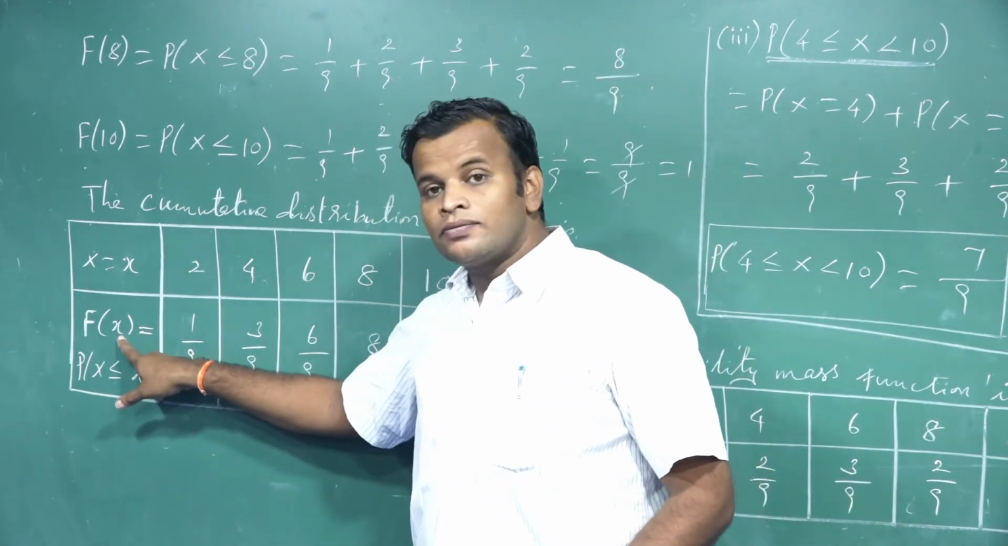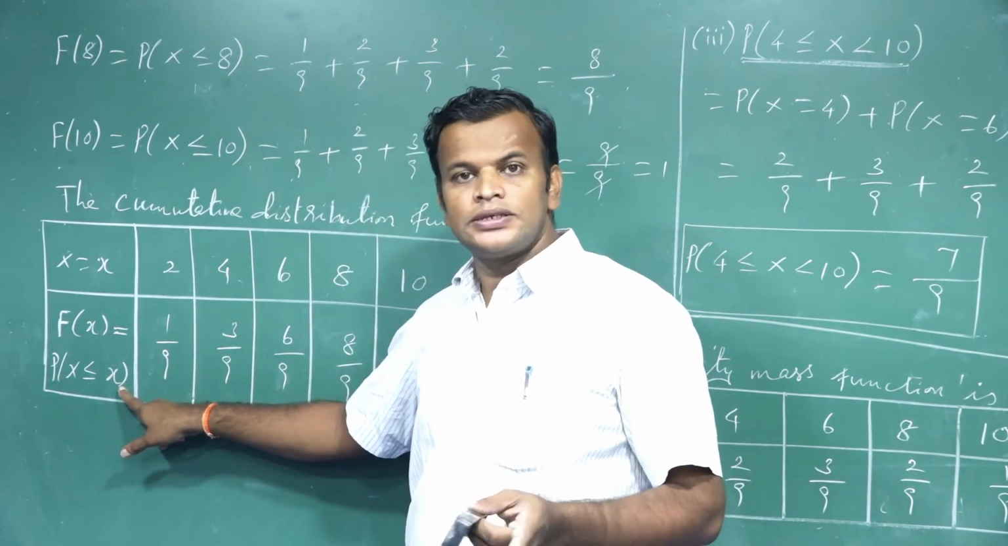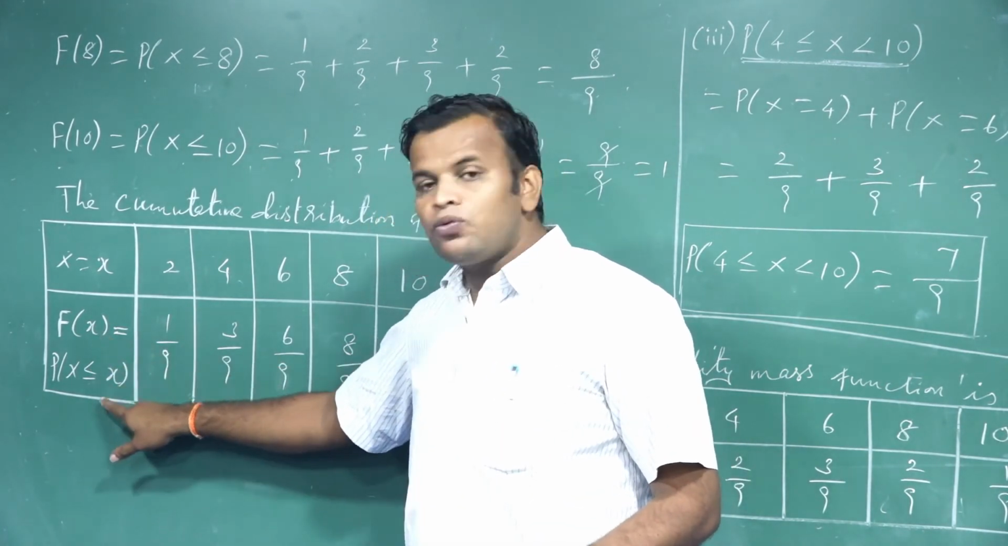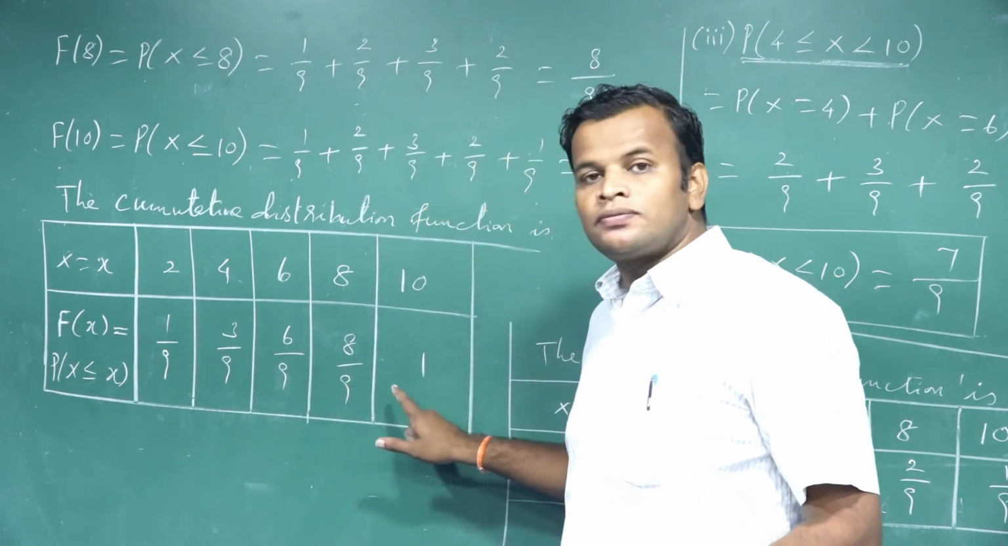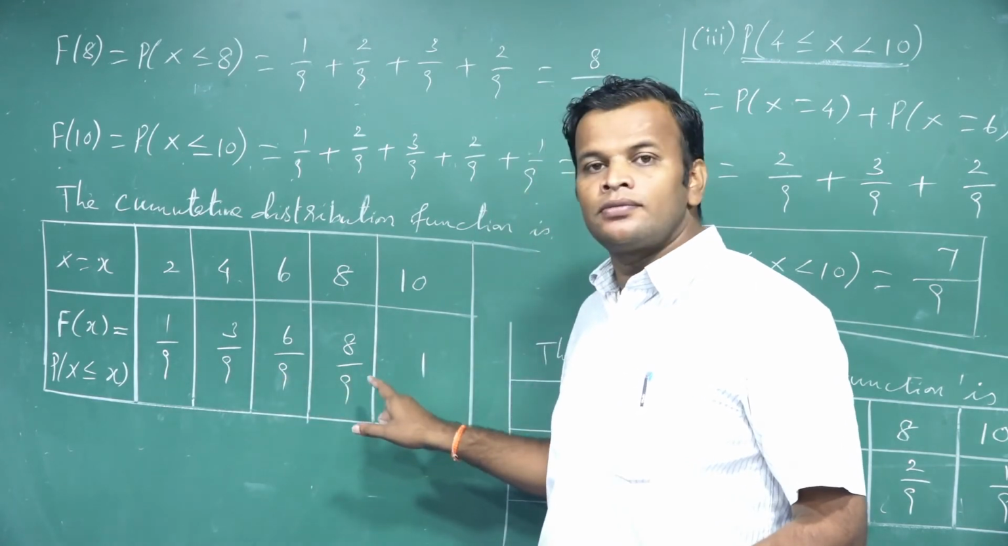Capital F of x, or P of capital X less than or equal to small x. We write any one; it is enough. For formula understanding, I write both. It's a non-decreasing function. The cumulative distribution function is non-decreasing. The value increases.